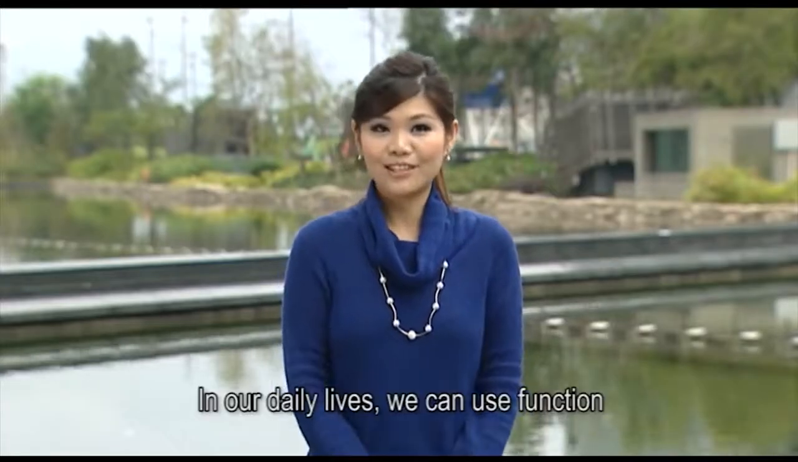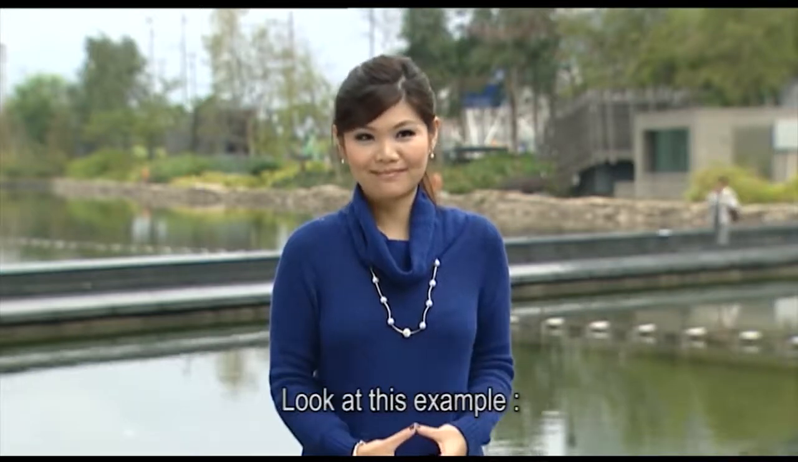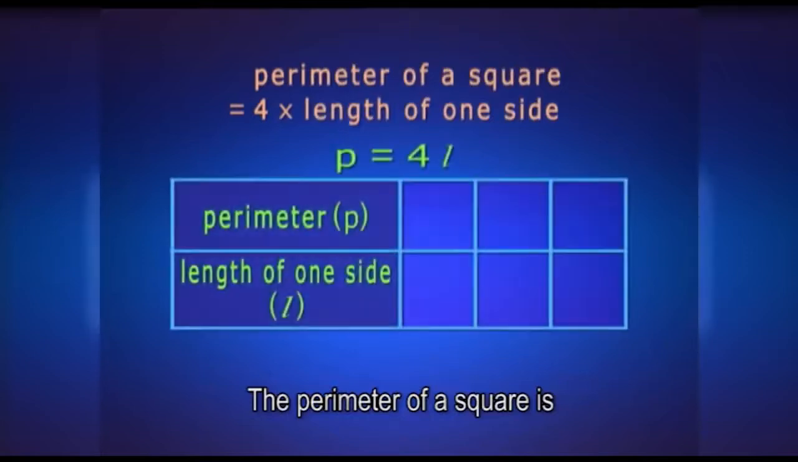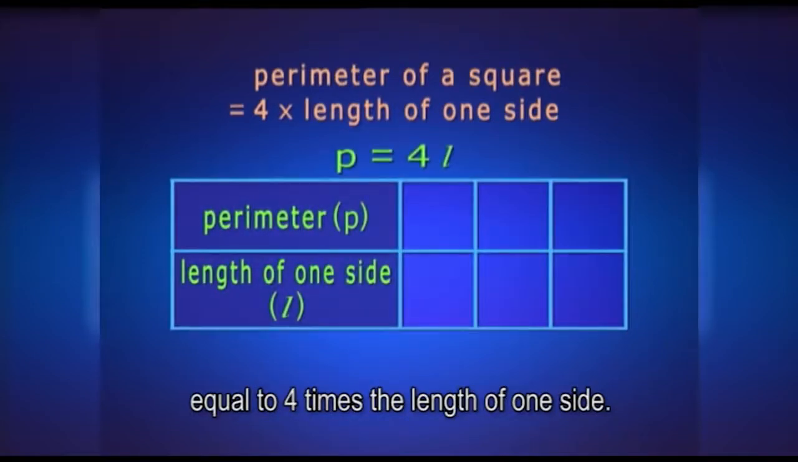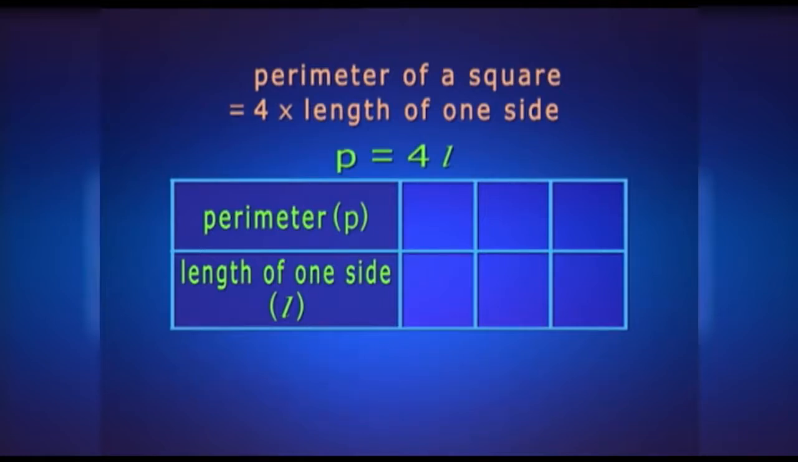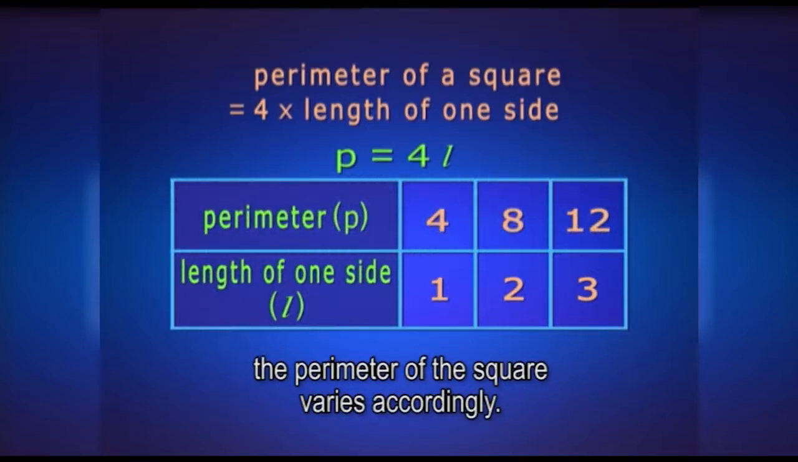In our daily lives, we can use function to represent the relationship between two or more variables. Look at this example. We all know how to calculate the perimeter of a square. The perimeter of a square is equal to 4 times of the length of one side. The perimeter of the square depends on the length of the side. If the side of the square is 1 cm, the perimeter is 4 cm. If the side is 2 cm, the perimeter is 8 cm. If the side is 3 cm, the perimeter is 12 cm. As such, when the length of the side varies, the perimeter of the square varies accordingly.